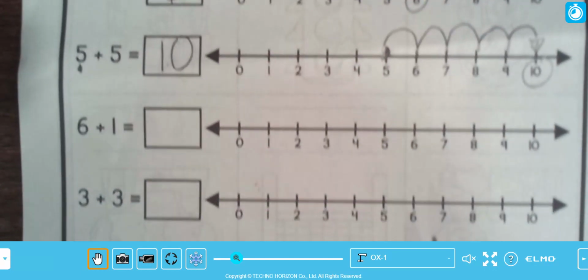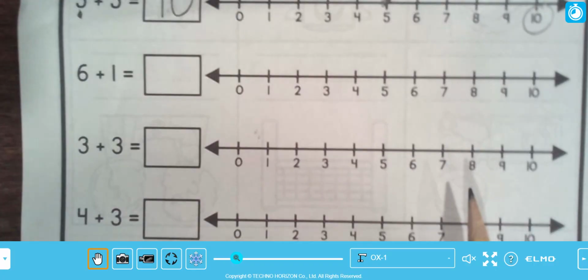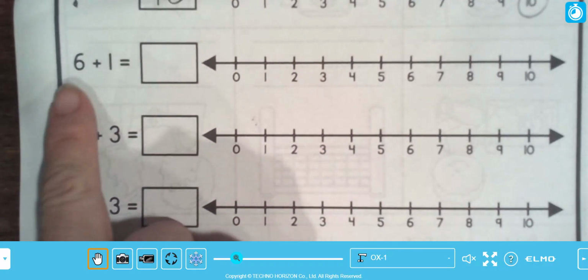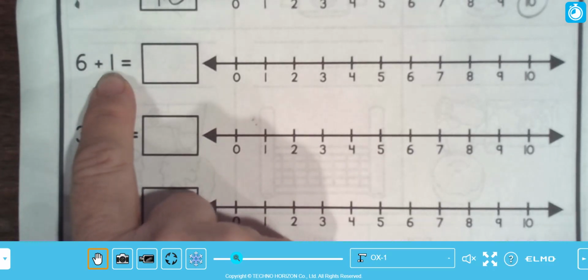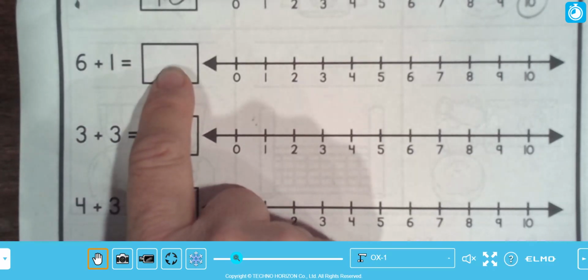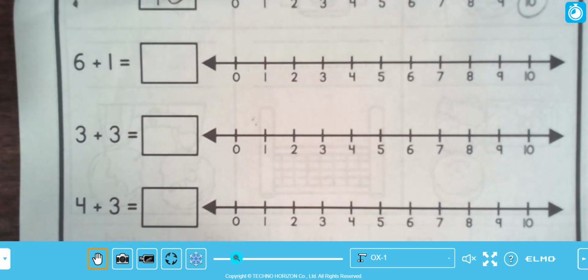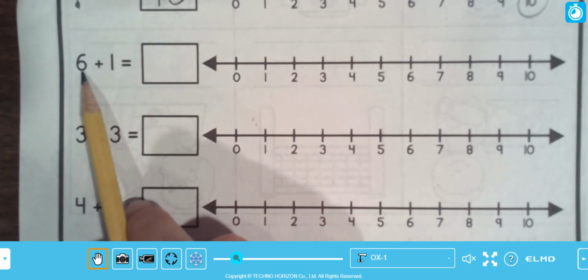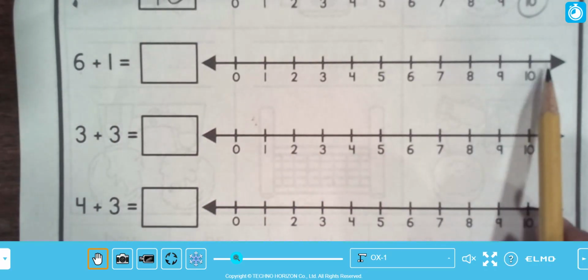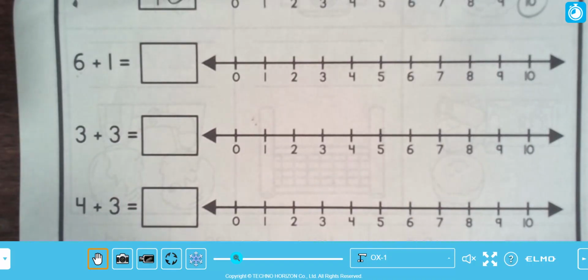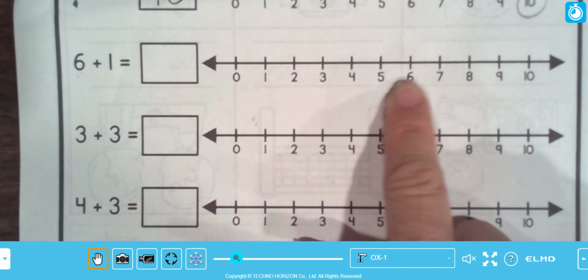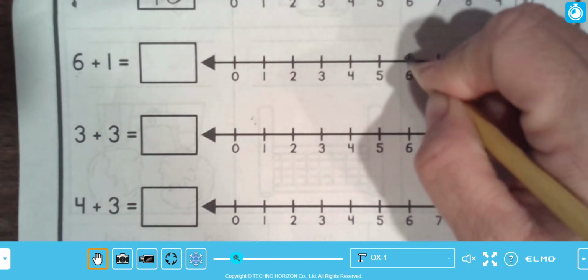Okay, we're ready to move on to the next one. Our next one is this one. 6 plus 1 equals blank. Okay, where are we starting? Well, we're going to find the first number and plot it on the number line. So find 6 and draw a dot on the number line. There it is, right there. Let's put the number 6.